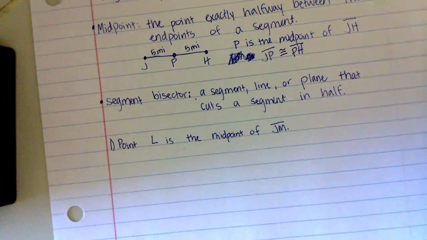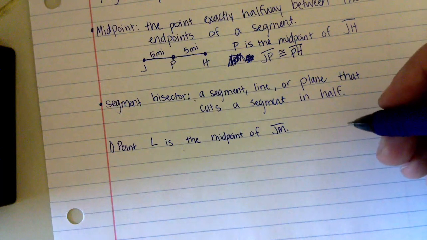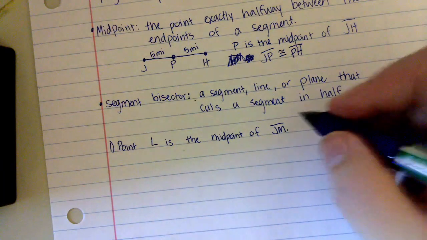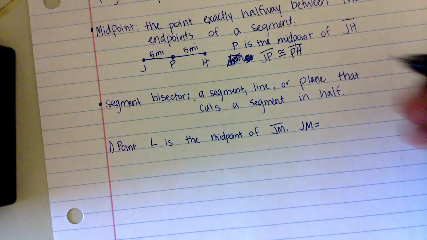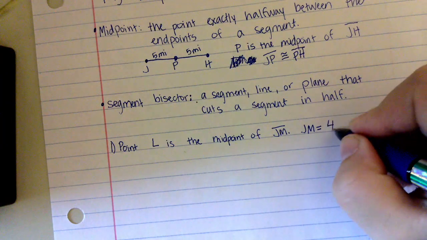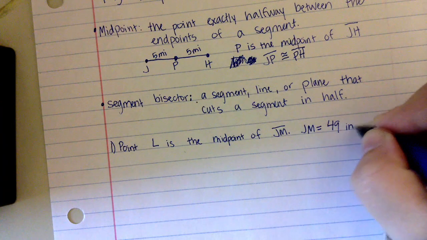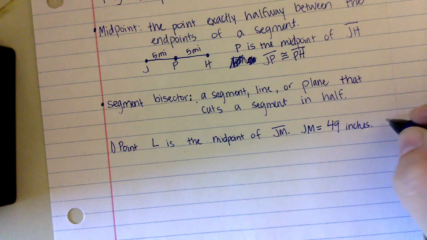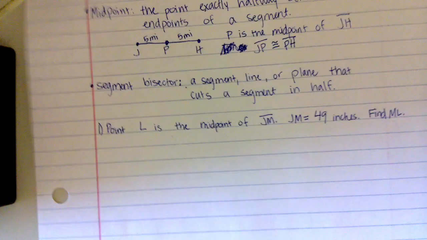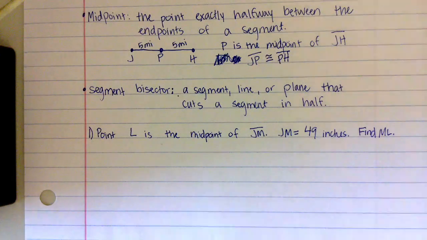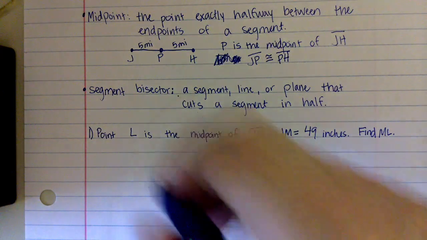Okay, but now we're going to talk about the distance of JM. So remember, with distance, we don't use that segment line. We just say JM equals 49 inches. And I want to find ML. So first thing we're going to do when we get a problem like this is we're going to draw it out. Okay, get that visual.